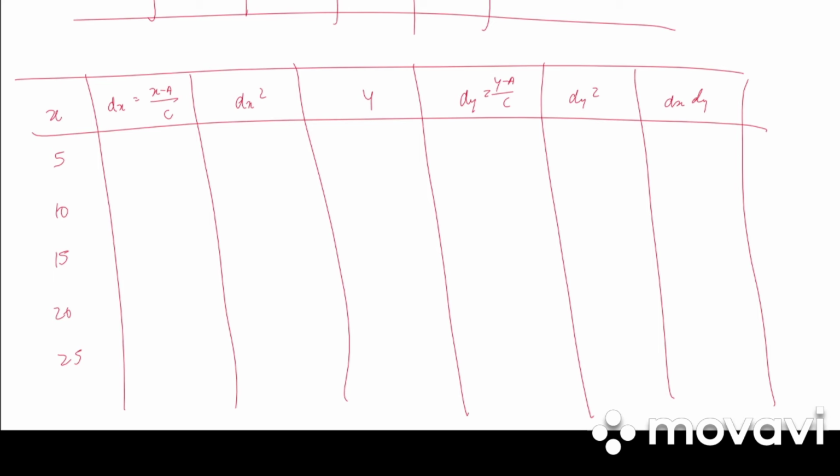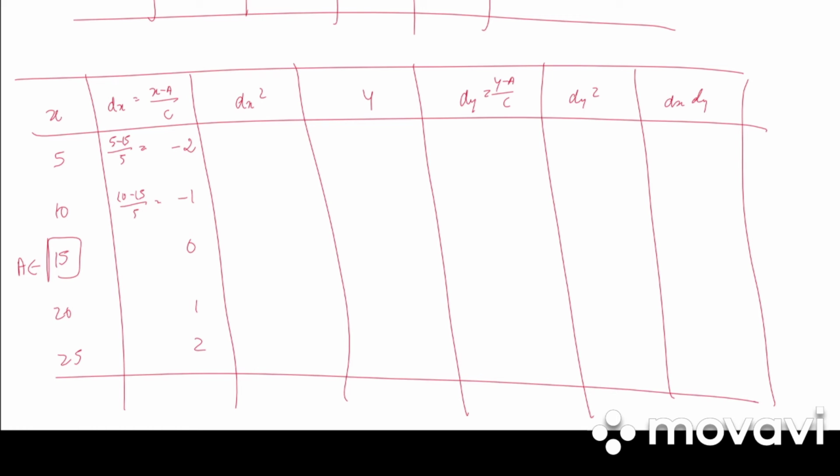So what is the assumed mean? Let us keep the assumed mean as 15 in case of x, and c will be 5. So first one is 5 minus 15 divided by 5, that is minus 2. 10 minus 15 divided by 5 is minus 1. Then 0, 1 and 2. And dx square is 4, 1, 0, 1, 4.